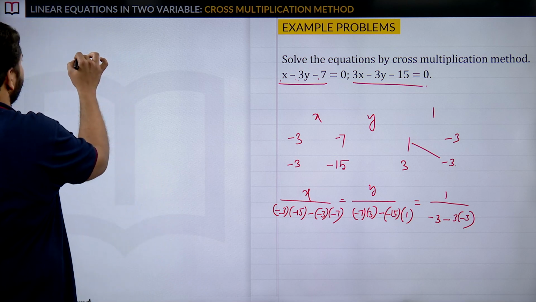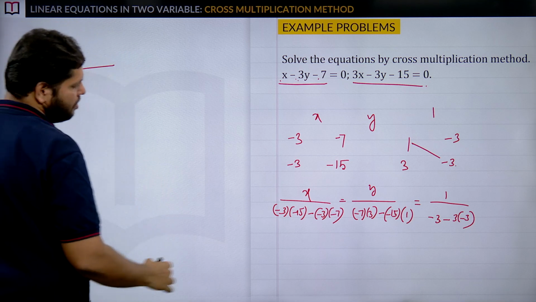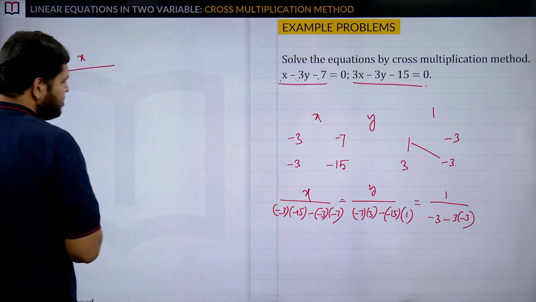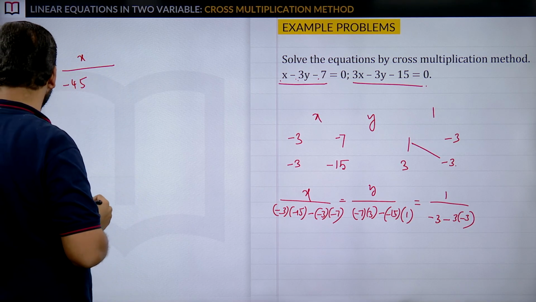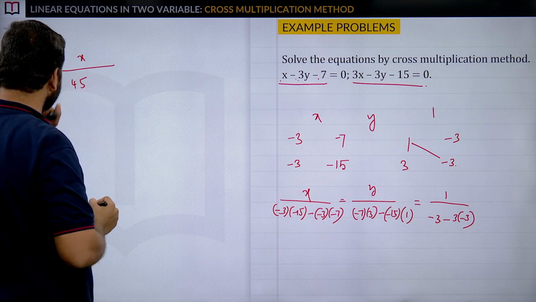Now what I am doing? x by minus 3 into minus 15. What is the value, children? Minus 45? Plus 45. It is plus 45, children, because minus into minus is plus.